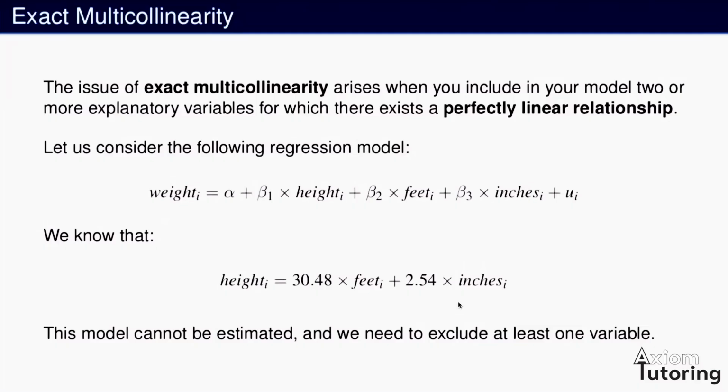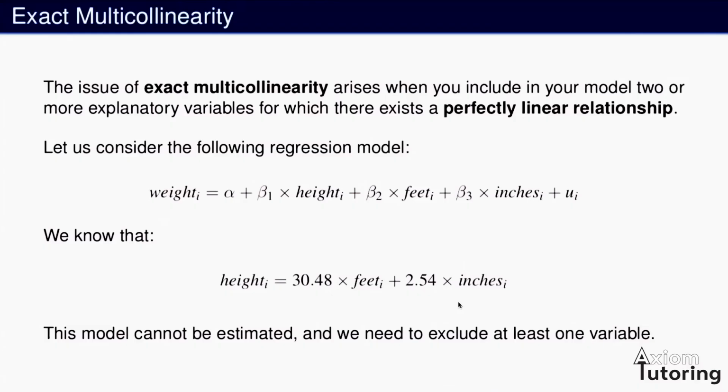Right, so let's consider the following regression model. We have weight as our dependent variable, and we include as regressors height in centimeters, and then feet and inches. So the model is weight is equal to alpha, our intercept, plus beta 1 times height, plus beta 2 times feet, plus beta 3 times inches. So the intuition behind this regression is that we want to see the relationship between someone's height and their weight.